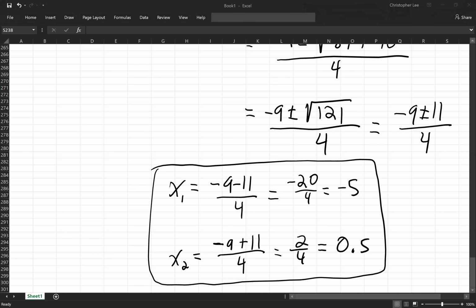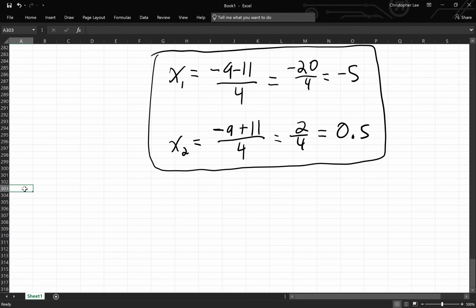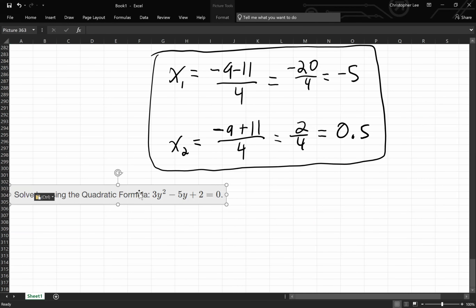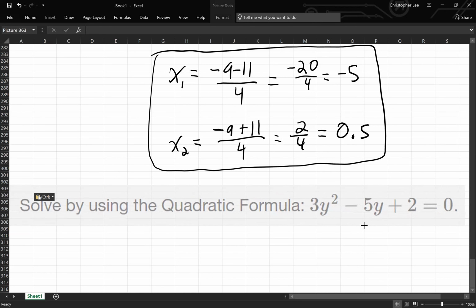Questions on this? Any questions on it? All right, I'm gonna give y'all a couple minutes to try this out. Remember, identify your a, b, c and then knock it out.